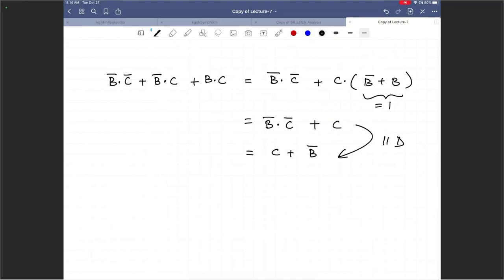Property 11D says X or X complement Y equals X or Y. You can check this. So by using this 11D property, what I did was simplify B complement and C complement or C to C or B complement. You can check this later. But my claim is that this expression is going to simplify to B complement or C. That's it.